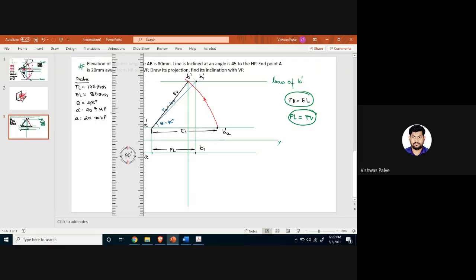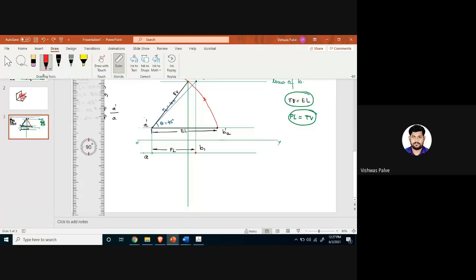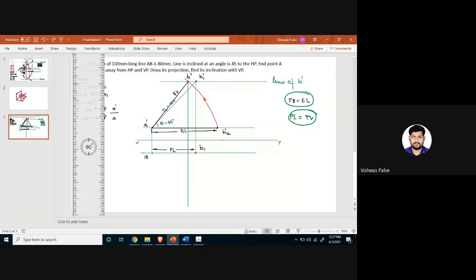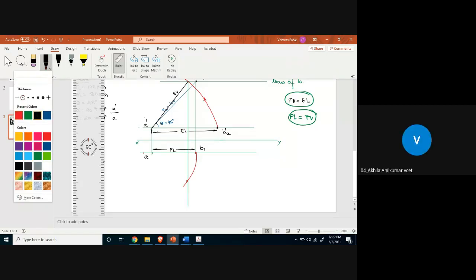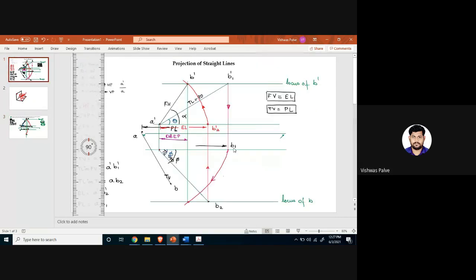Considering point A as the center of rotation, and B1 as the radius, if I rotate this, somewhere here it will intersect. What will be the name of this point? B. It won't be B2, because we are rotating. Plan length is always equal to top view length. So if I rotate B1, check in this master diagram, you will get the point.